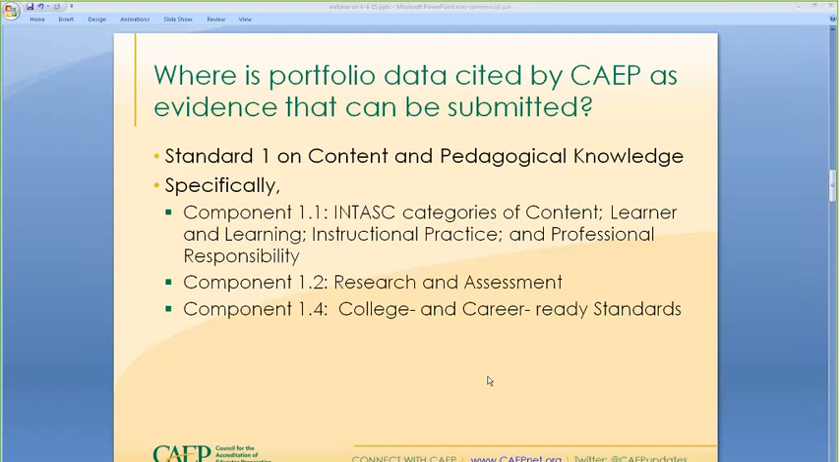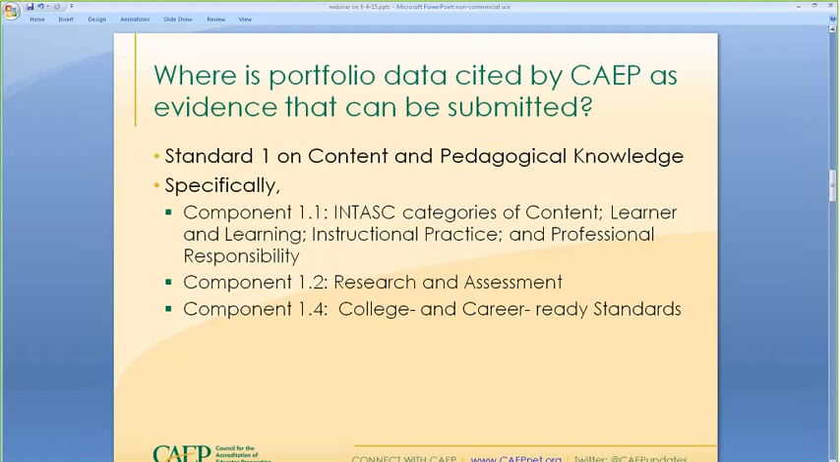Okay, so you don't need to keep uploading your evidence again and again. And if you're uploading portfolio evidence on learners and learning and instructional practice, you can then key that also to component 1.2, and you can key it to component 1.4, that your candidates demonstrate their ability to teach all students to college and career-ready standards. So these are the specific areas that CAPE has identified as being standards or components in which portfolio evidence is particularly suited. All right?